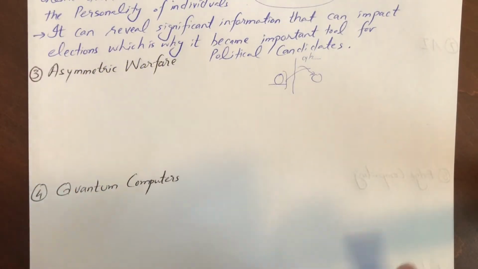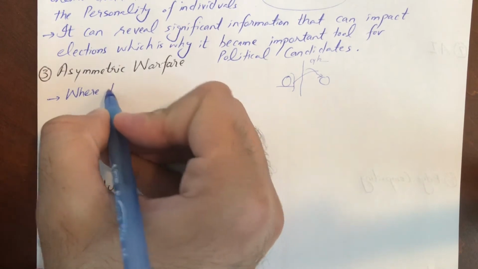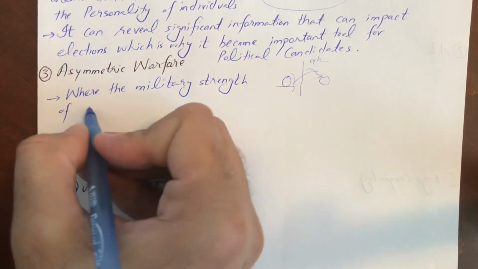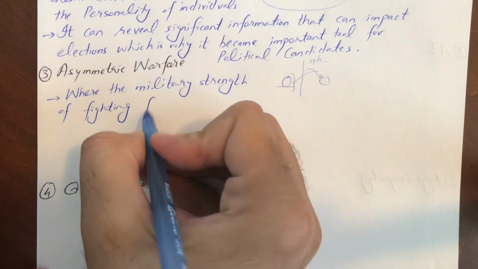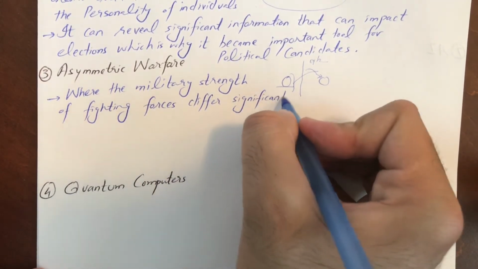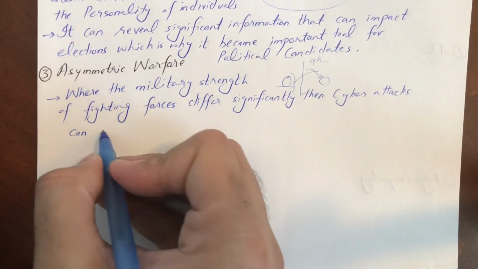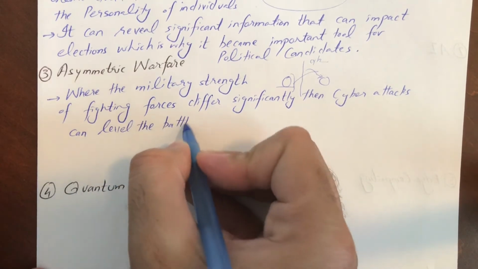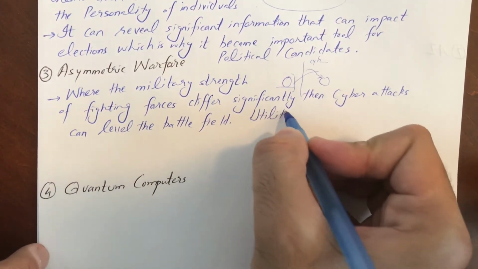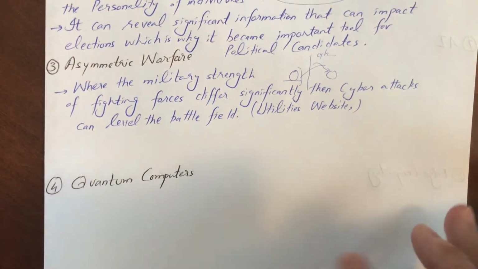The next is asymmetric warfare. Asymmetric warfare is very common nowadays. What exactly is it? For example, if the military strength of two fighting countries or fighting forces differs significantly, then cyber attacks can level the battlefield. They can level the battlefield by targeting utilities and websites, just to launch some economic disaster and bring economic instability in that region.